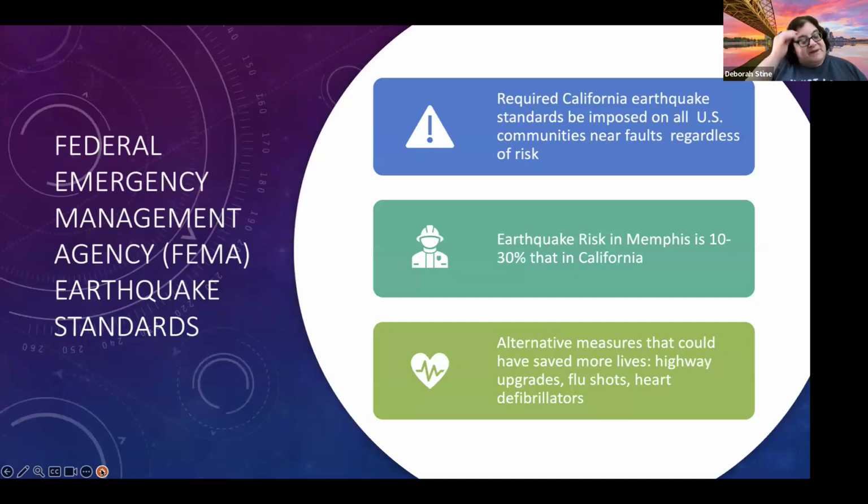Okay, and then here's another example. This is from FEMA. Here's an example where the federal government decided that California earthquake standards should be imposed on all U.S. communities near faults, regardless of risk. The earthquake risk in Memphis was 10 to 30% of that in California. So if they had done this kind of analysis, they would have found that there were other better ways to spend societal money, like highway upgrades, flu shots, and heart defibrillators, which would have saved more money than these earthquake requirements.